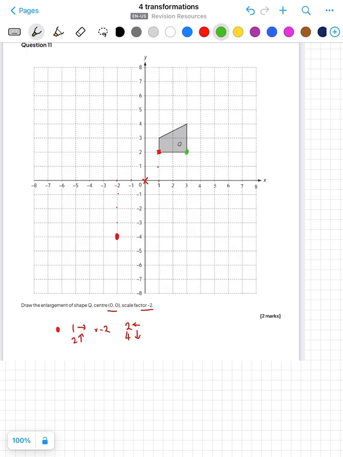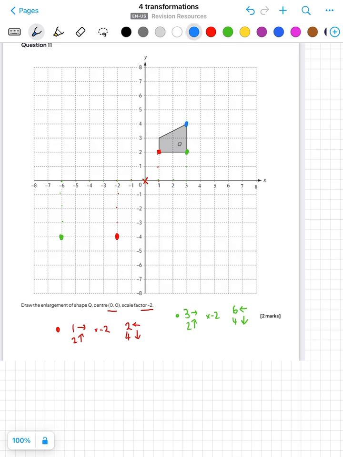Pick the next corner. We are going 1, 2, 3 to the right, 1, 2 up. 3 to the right and 2 up. Double it and change direction. So from the centre we're going 1, 2, 3, 4, 5, 6 to the left and 1, 2, 3, 4 down.